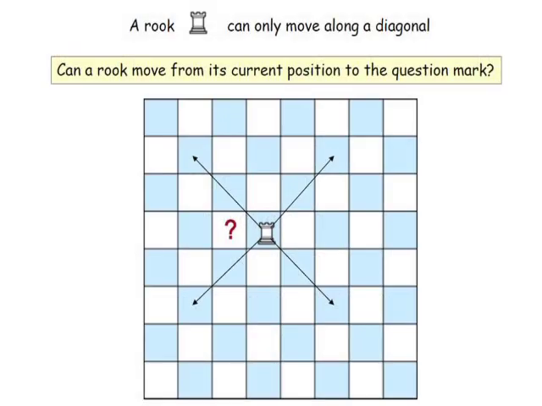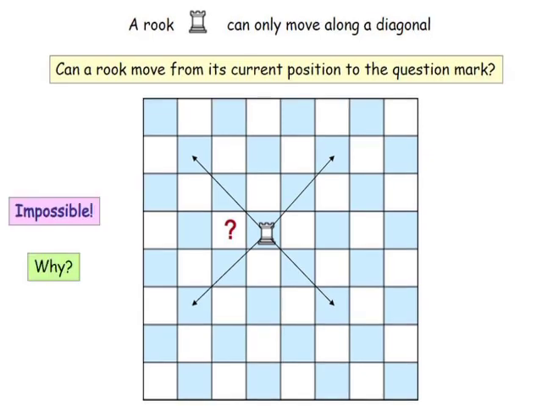So here is the example. A rook can only move along a diagonal. So, can a rook move from its current position to the question mark? Kaya ba ng rook na makapunta doon sa question mark gamit ang kondisyon na yung rook ay makakamove lamang into diagonal direction? So, sabi dyan, impossible.